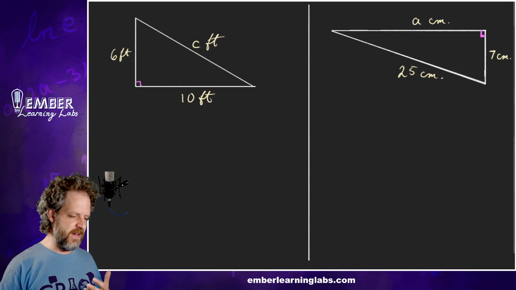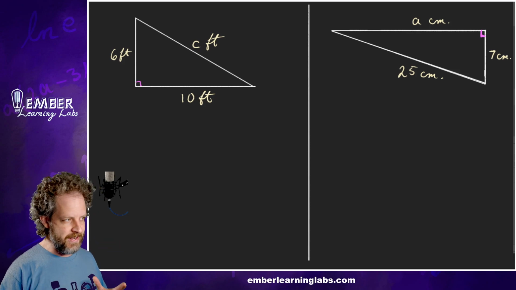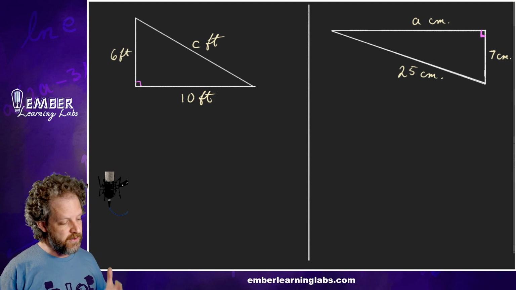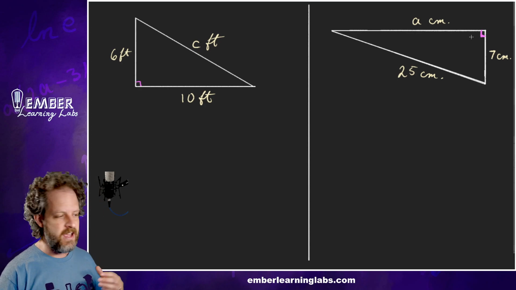The Pythagorean Theorem is a way to find a side of a right triangle. What's a right triangle? Well, it's one with a 90-degree angle. That's what these little pink marks indicate.